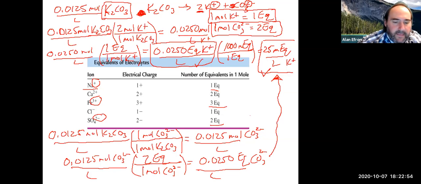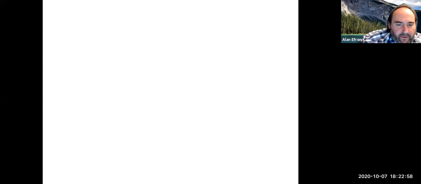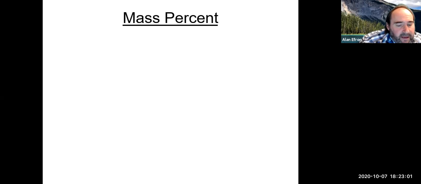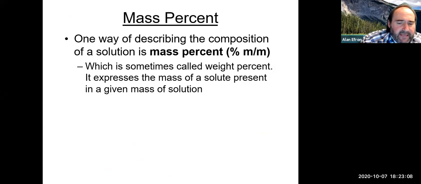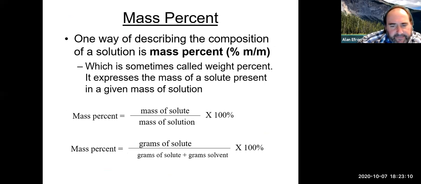Okay. So now what we're going to talk about then is actually some other more usable concentration type units. The first one is mass percent. The mass percent is sometimes abbreviated as percent m/m for mass to mass percent. It is what the name implies, grams over grams. So it is the mass of the solute divided by the mass of the solution times 100%.